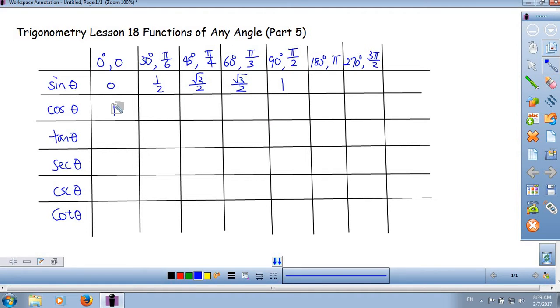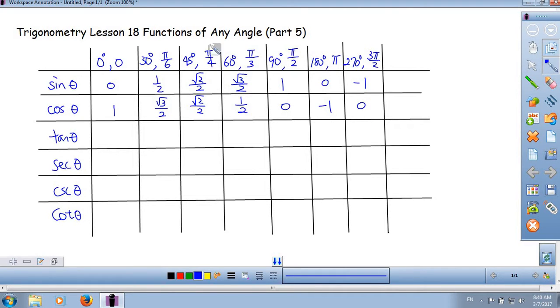And for cosine, it's actually the opposite. It goes through the opposite cycle. Cosine of 30 degrees is square root 3 over 2, cosine of 45 is square root 2 over 2, cosine of 60 is 1/2, and cosine of 90 degrees is 0. Now for 180 degrees, sine will return to 0. For 270 degrees, sine is -1 because 270 is down there if you remember the quadrant angles. Cosine of 180 is -1, cosine of 270 is 0.